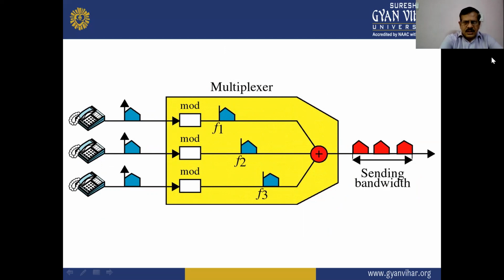And in this multiplexer, the input signals of different frequencies are applied to different modulators, and the outputs of these modulators are signals of different frequencies F1, F2, and F3. These signals are again combined in the summation network, and the output of this summing network is the sending bandwidth signal, that is the output signal.